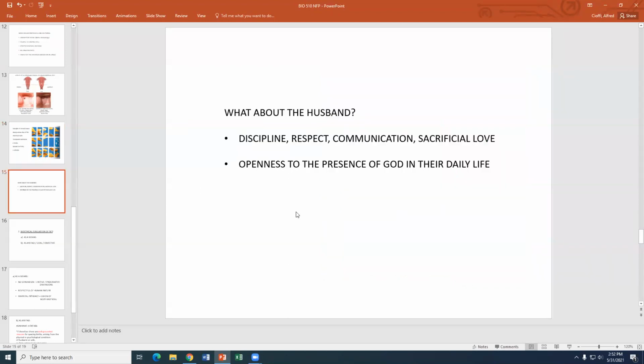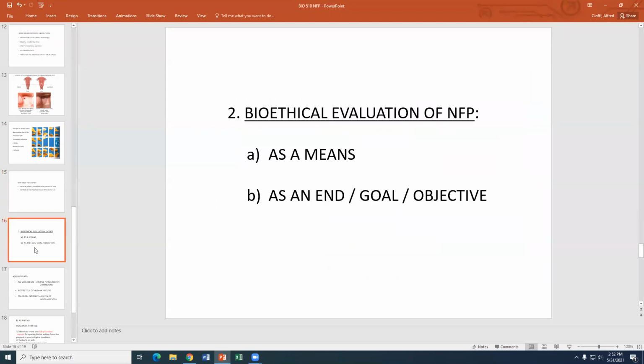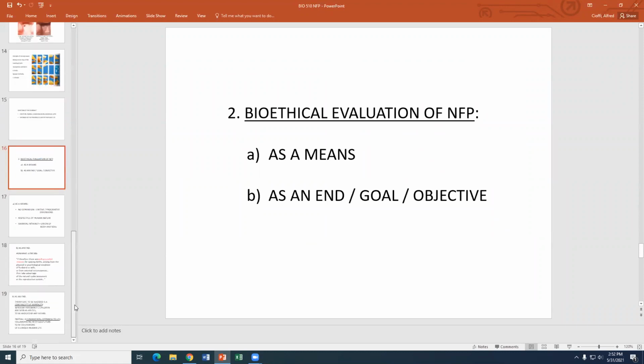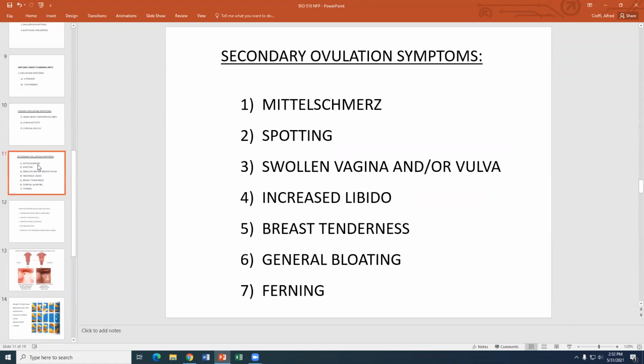But let me see here. For the sake of completion, I'll come back to this slide. Let me look at the 7. Oh, yes, I have to go back here for a moment. Okay. So just for the sake of completion, let me stop for a moment. Any questions about the primary symptoms, comments, anything?